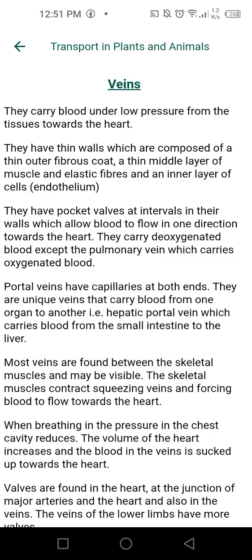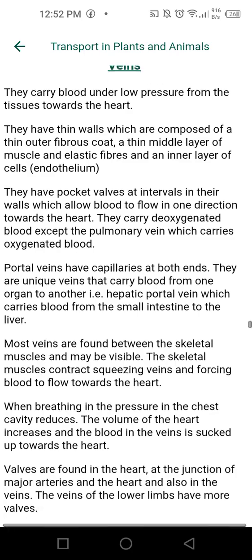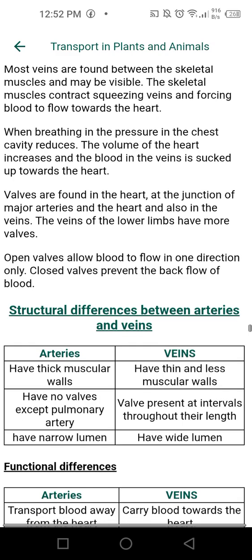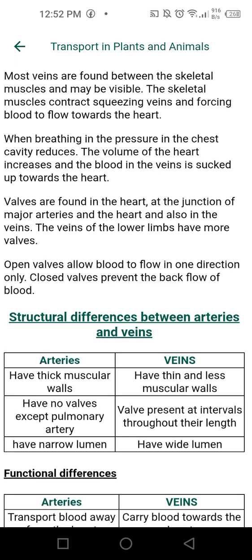Portal veins have capillaries at both ends. They are unique veins that carry blood from one organ to another, i.e., hepatic portal vein, which carries blood from the small intestine to the liver. Most veins are found between the skeletal muscles and may be visible. The skeletal muscles contract, squeezing veins and forcing blood to flow towards the heart.